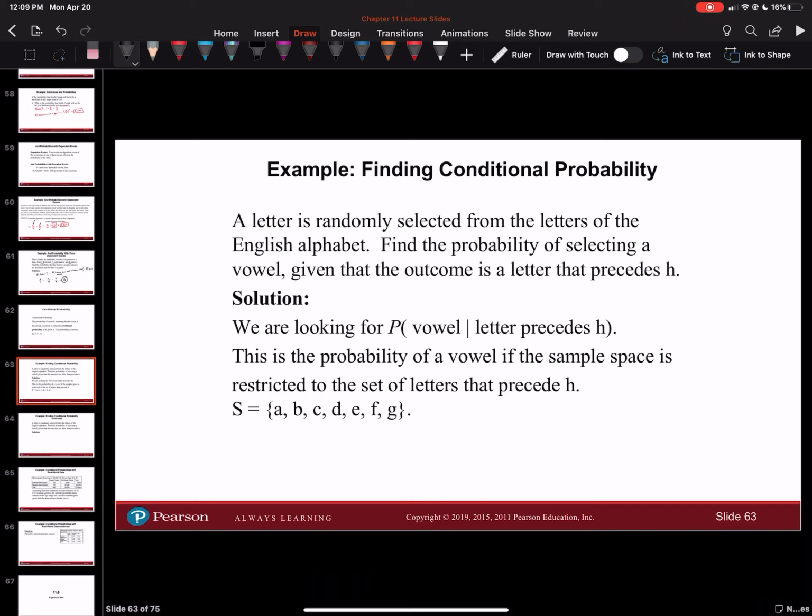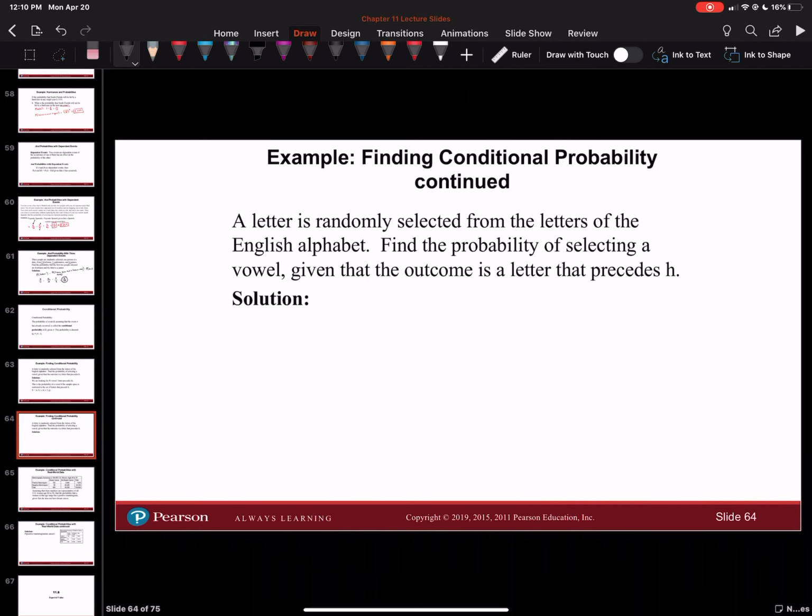So let's look at the sample of this. So the probability of getting the vowel, and then given that the letter precedes H. So our sample would be what? A, B, C, D, E, F, G, right? So that means everything that's before H.